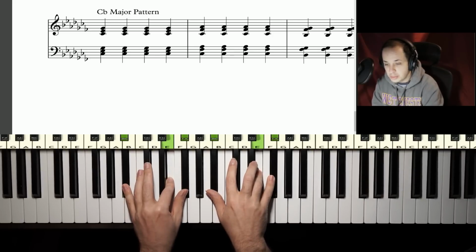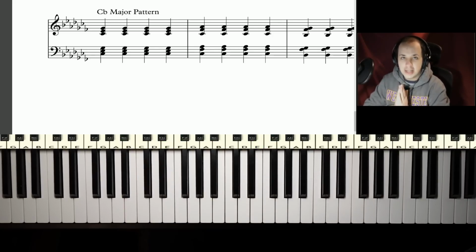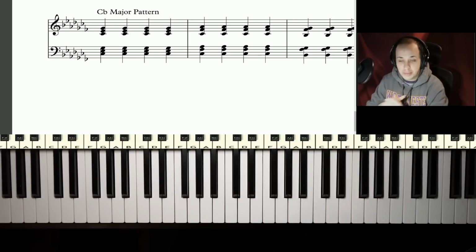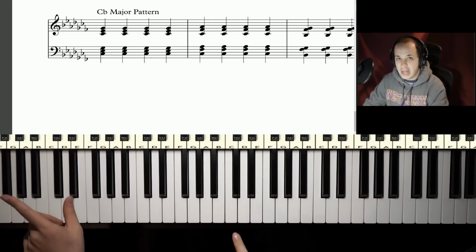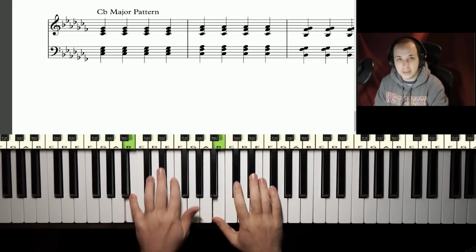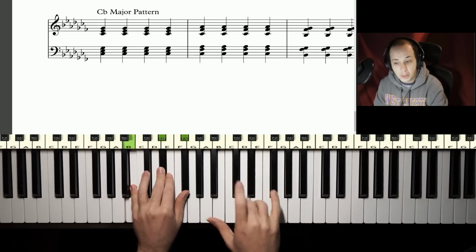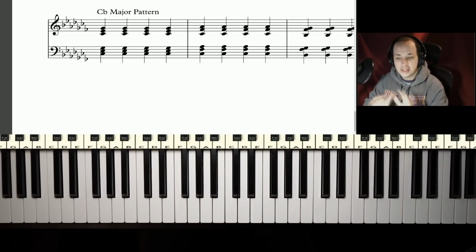And then pro tip, if you're having trouble with this one, it's actually the same pattern, in terms of where the notes are, as B major, because C flat and B are the same note. So therefore when you're playing them on the piano, they look identical. However, when you look at them on sheet music, they do not. So try to look at the sheet music and do it that way.